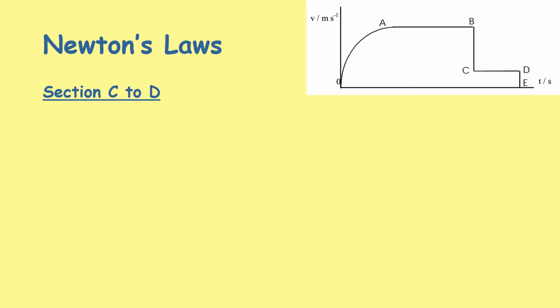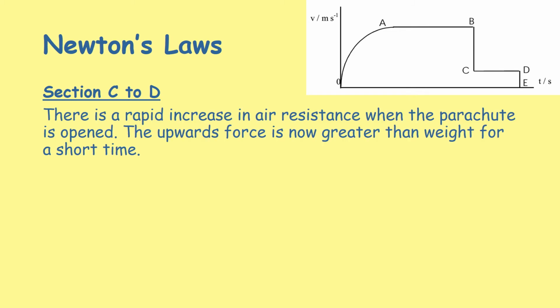Section C to D. There is a rapid increase in air resistance when the parachute is opened. The upwards force is now greater than the weight for a short time. You can see that from B to C there is a rapid decrease in velocity. This is because of this rapid increase in air resistance and the upwards force being greater than weight.